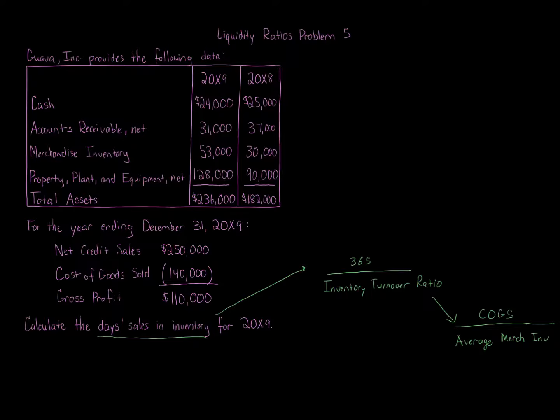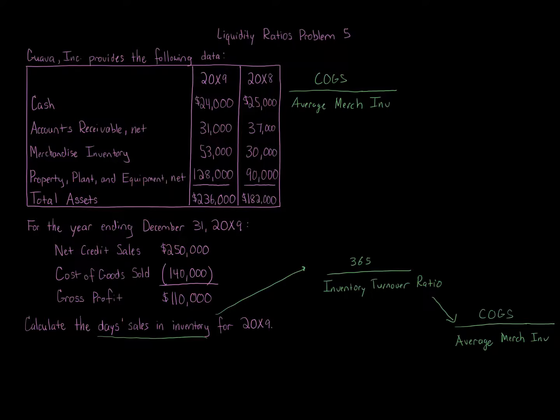We're going through calculating these things. We have to start by doing the cost of goods sold over the average merchandise inventory. Let's start with that. So cost of goods sold over average merchandise inventory. Let's extend our line there. We have to calculate that first.